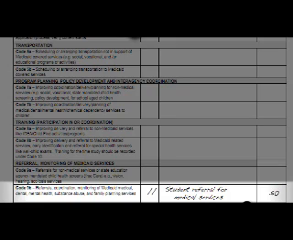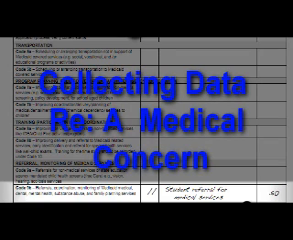Let me give you an example of a 9B scenario that teachers and staff might encounter. A staff member has a medical concern regarding a student. So you go to check the student's file to see if there's anything in there regarding any medications or any other medical conditions. Doing this is a 9B activity that would be documented as collecting data regarding a medical concern.